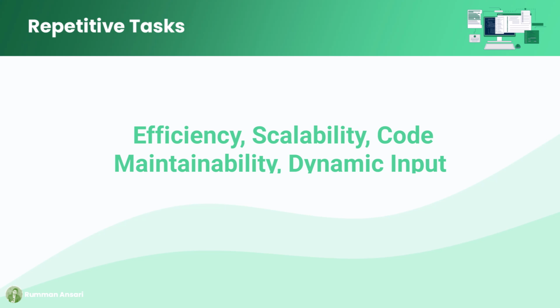The point number 3 that we need to understand is code maintainability. With iteration, the code becomes easier to understand, modify, and maintain. A loop provides a clear and concise way to perform repetitive tasks. Also, dynamic input is important. In real-world applications, the input is often not fixed. Iteration allows the program to handle different ranges of data dynamically.